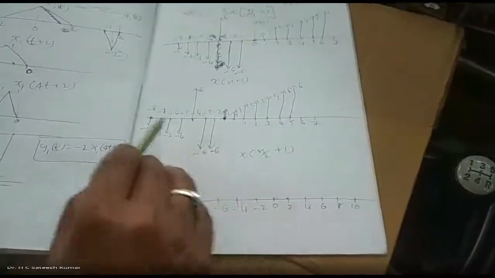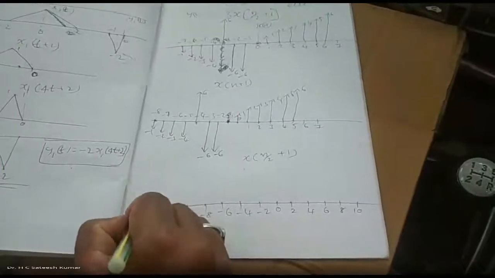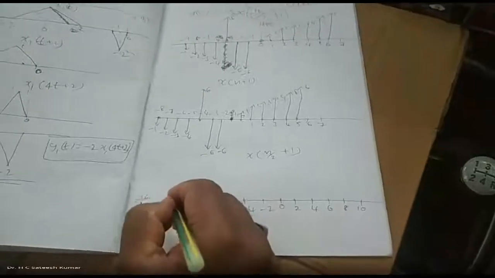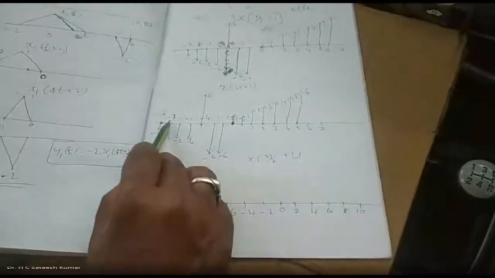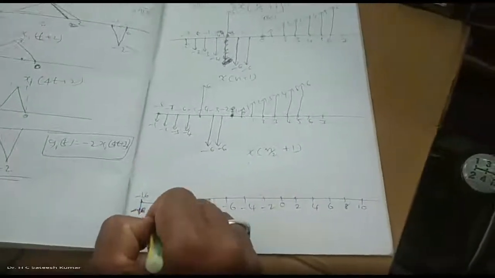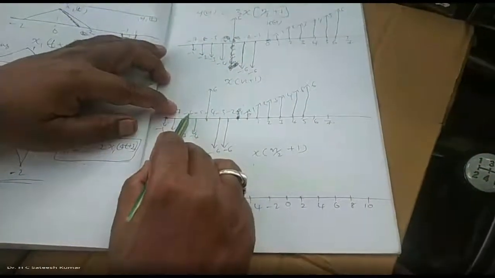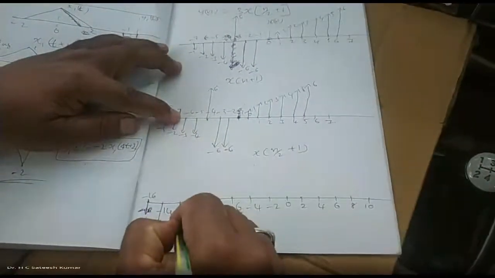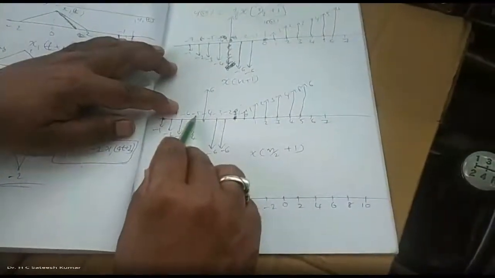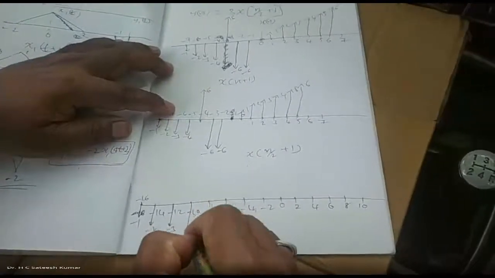Scaling n by 2. N by 2 is equal to -8. Therefore, n is equal to -16. So at -16, we will have -1. At n by 2 is equal to -7, therefore, n is equal to -14. At -14, we have -2. And at n by 2 is equal to -6, therefore, n is equal to -12. We have -3. N by 2 is equal to -5, therefore, n is equal to -10. At -10, we have the amplitude -4.